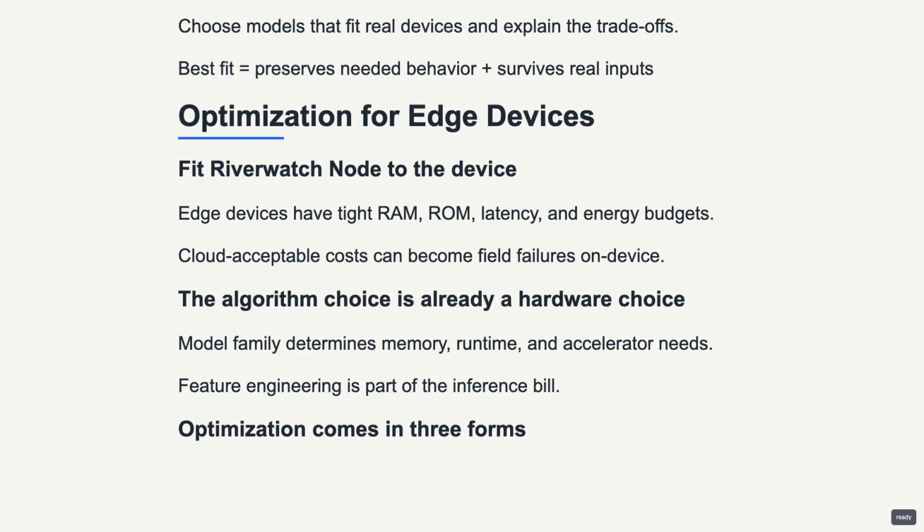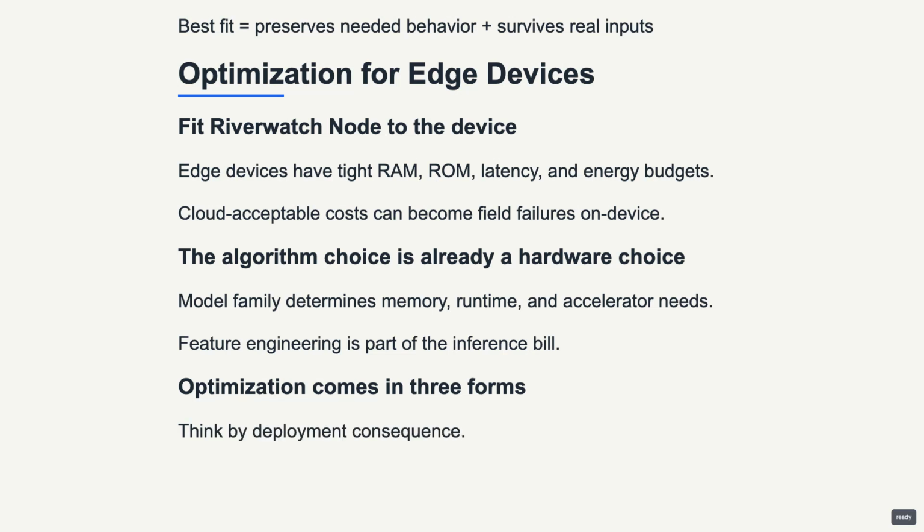It helps to separate optimization by what it changes. Some methods preserve behavior, some accept a quality trade-off, and some only work when the hardware stack supports them. The useful lens is the effect on deployment. That keeps the discussion tied to latency, memory, and compatibility instead of treating optimization as an abstract technique.